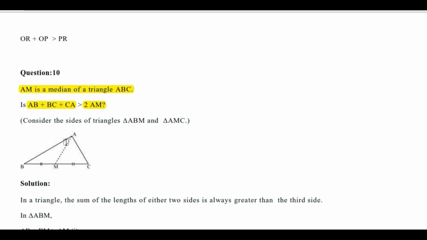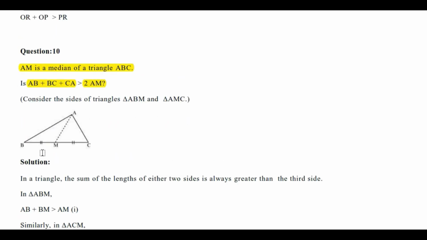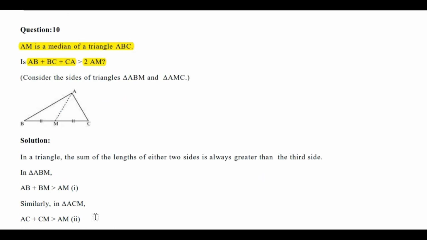So first, here also we are going to take a triangle. First we will take triangle ABM. In triangle ABM, AB plus BM is greater than AM. Yes or no? AB plus BM is greater than AM. Reason? Triangle inequality property. Similarly in triangle ACM, AC plus CM is greater than AM. Now you need to add these two, this one and this one.